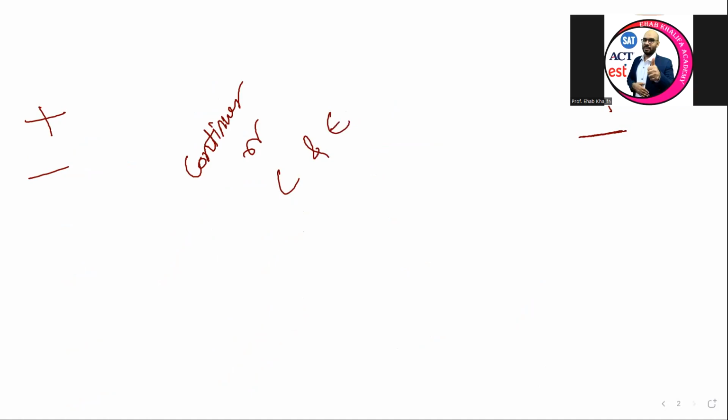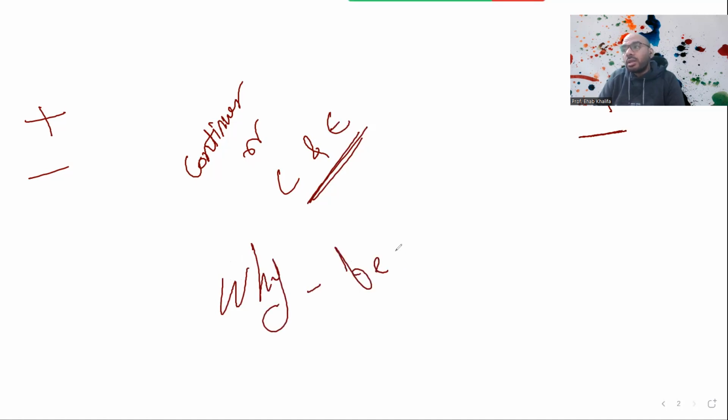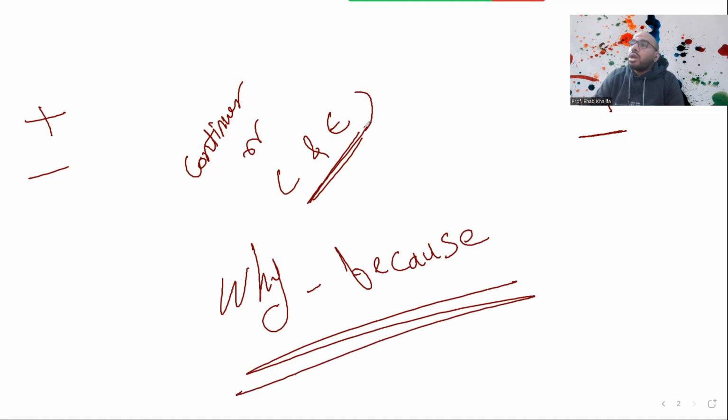So two possibilities now. Which one should I scrutinize first, Mr. Ihab? I should scrutinize cause and effect first. If I find the relationship of why, because, then I choose cause and effect. If I didn't find the logical why because relationship, then I choose continual. We will apply that, guys.